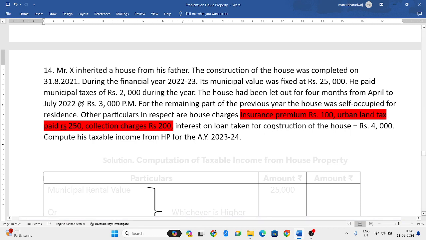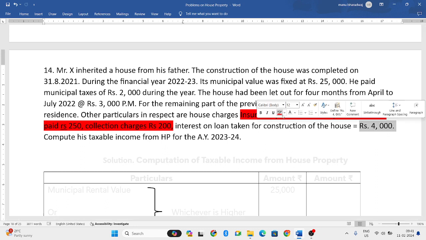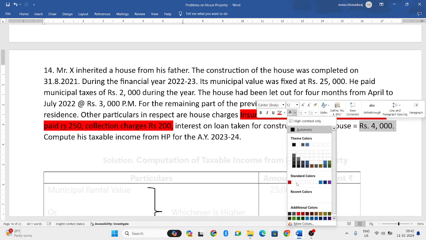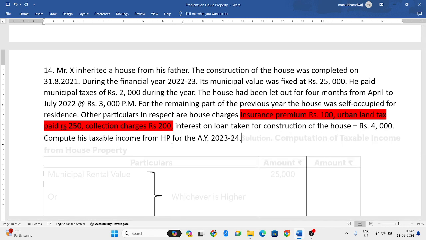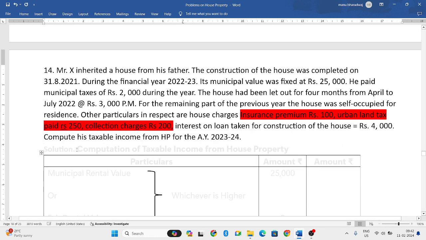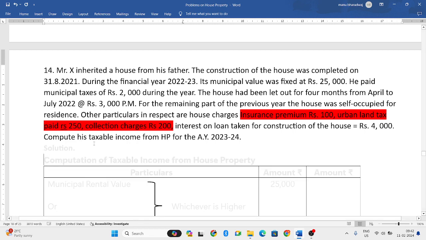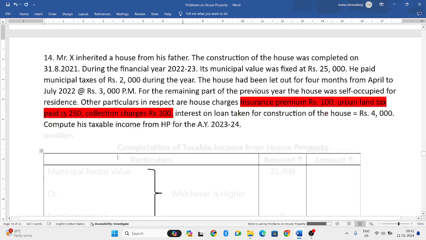Interest on loan taken for the construction of the house is rupees 4,000. So rupees 4,000 was the interest taken by him. That has to be considered. Compute the taxable income from house property for the assessment year 23-24. Let us solve the problem.